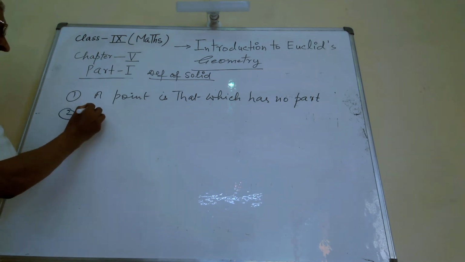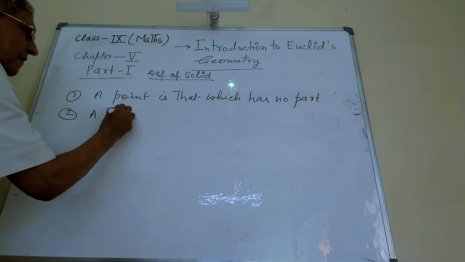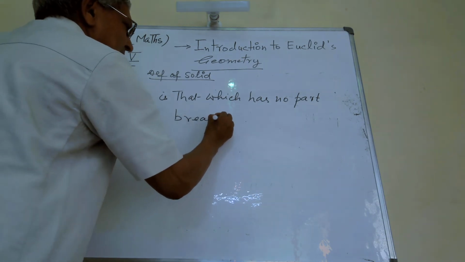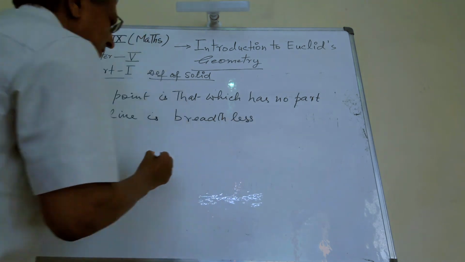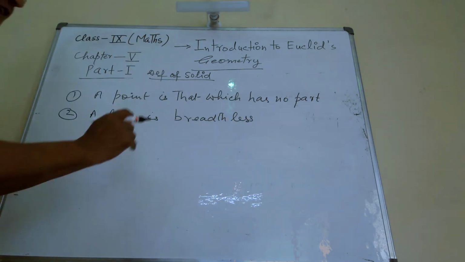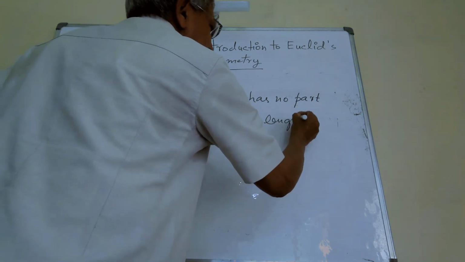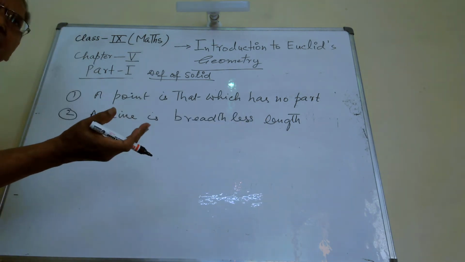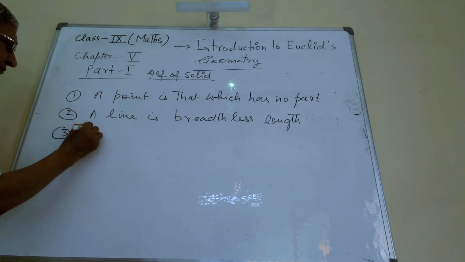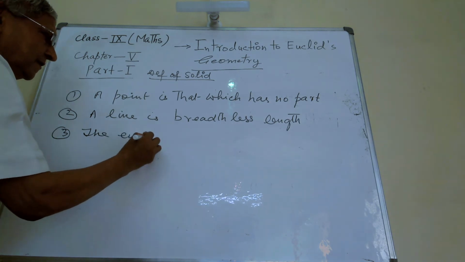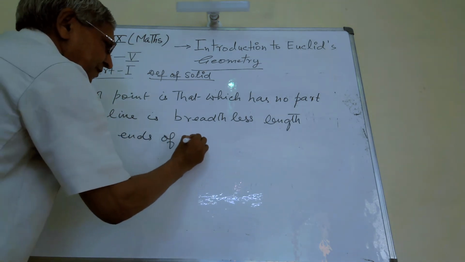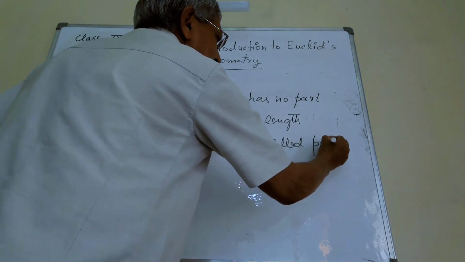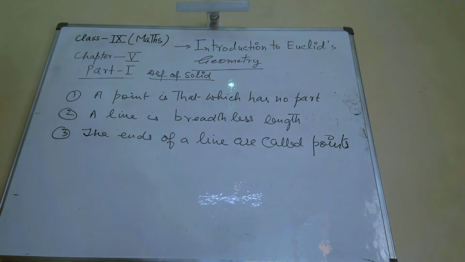Second, a line is breadthless length. A line is breadthless length, and it means there is no breadth of the line. Third, the ends of a line are called points.